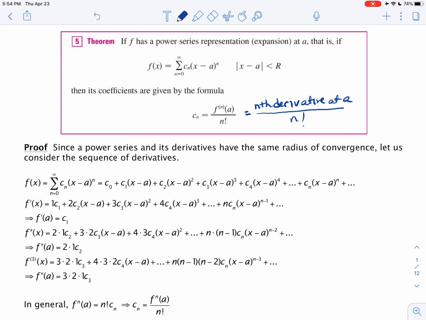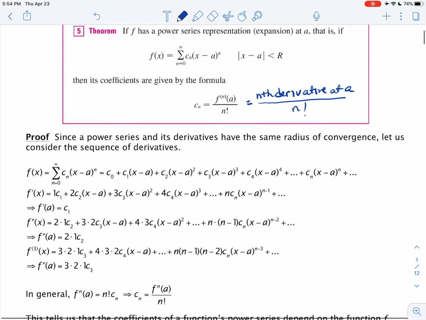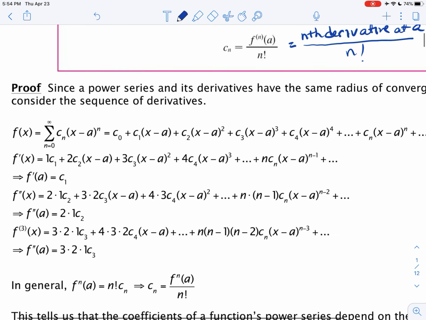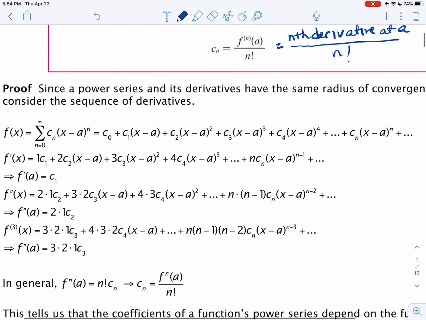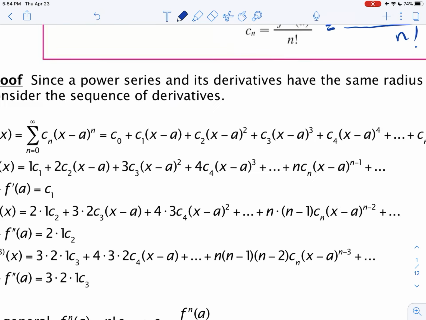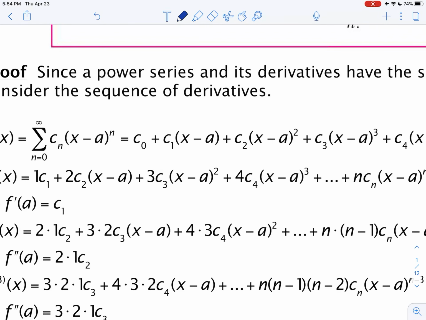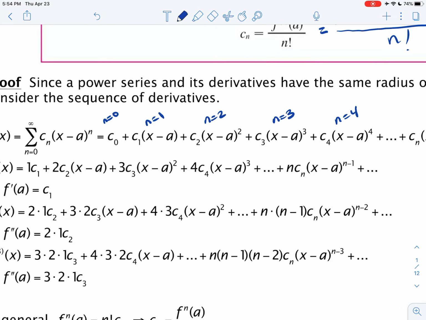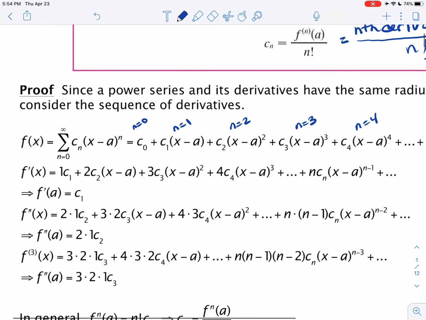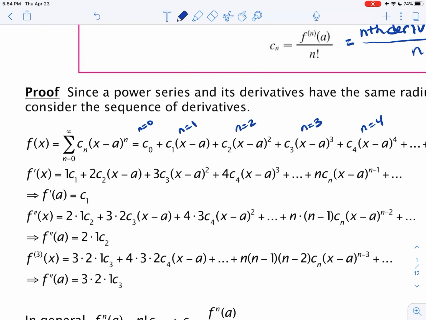And so here you can see the proof, and it's just taking a series of, pun intended, taking a series of derivatives and noting that we're going to be evaluating at a. So let's just take a look at the very first, f of x. So f of x equal to the sum of c sub n times (x minus a) to the n. If I started to write out the individual terms, this being n equal to 0, this one being n equal to 1, this one being n equal to 2, n equal to 3, n equal to 4, etc., etc.